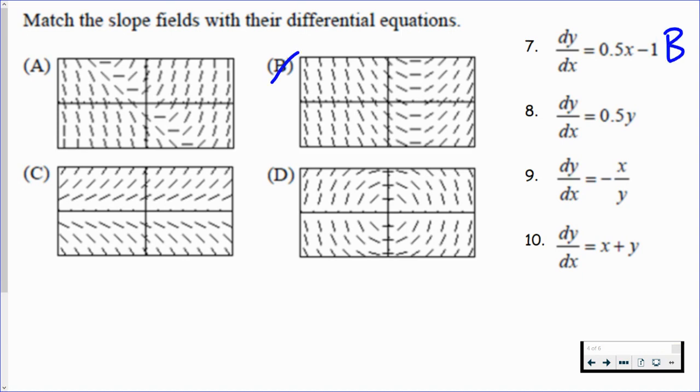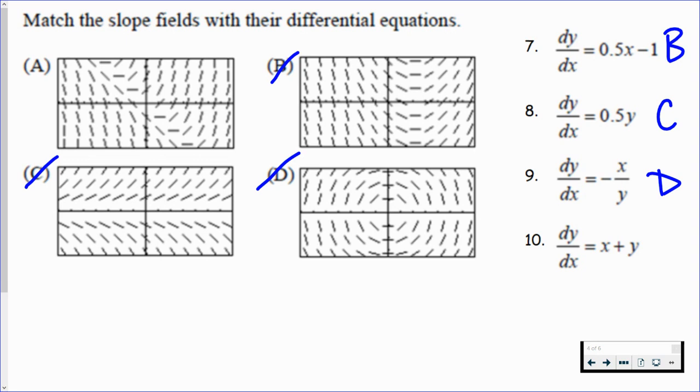Okay. Number 8 is solely dependent upon the y value. So whenever y is 0, for example, your slope should be 0. As we go up above 0, the slope should be getting more steep in the positive direction. When we go below 0, the slope should be getting more steep in the negative direction. So that matches up with C. Number 9, we actually already did. That was our second example where we drew the slope field. That was negative x over y. Remember, that was circular, so that actually matches up with D.